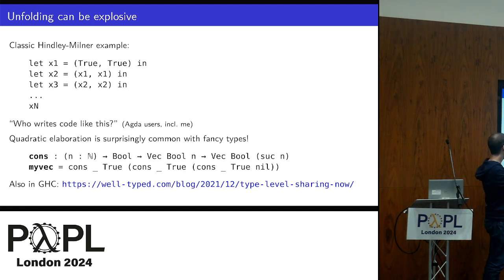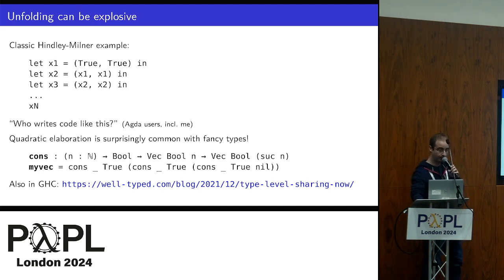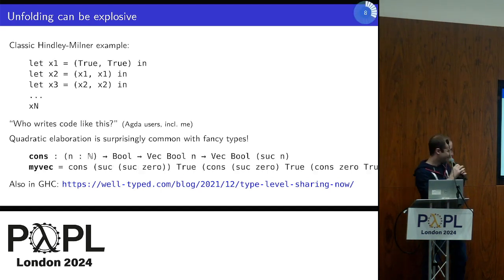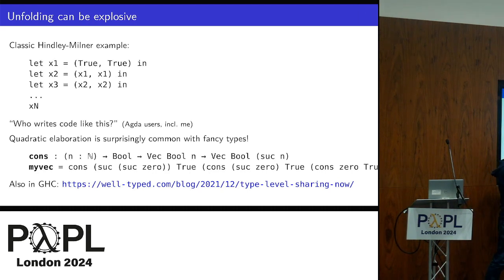Here you can see an example, in some kind of pseudo-Agda, where we have a cons, which is just a constructor for a vector of booleans. And here I have a definition for a vector where I'm consing together a bunch of trues to define some vector. These underscores are just holes standing for the length of the rest of the vector. If we do elaboration and we unfold everything, then we will get a quadratic output, because here we have a suc, here we have a suc. You can see that this doesn't quite fit, so I'm illustrating that this is too big, in a sense.